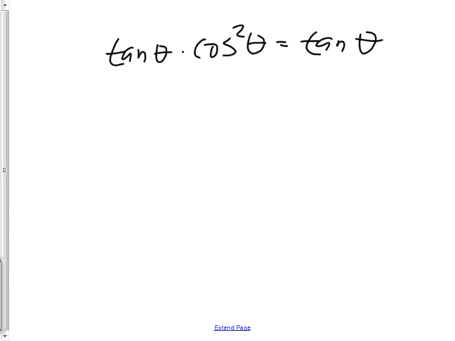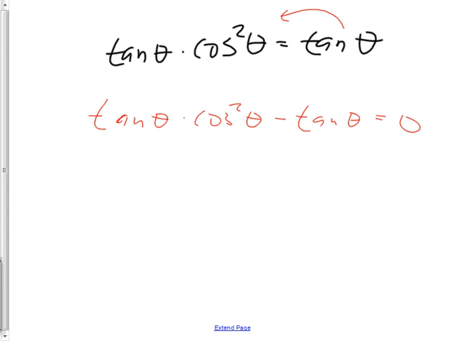Okay. So this one, I'm going to factor out... Oh, wait. First, got to move this over to the other side. Set it equal to 0. Tangent theta times cosine squared theta minus tangent theta equals 0. Now it's set to 0. Now I can start. Now I factor out the tangent. Tangent theta times cosine squared theta minus 1. Then I set this part equal to 0.